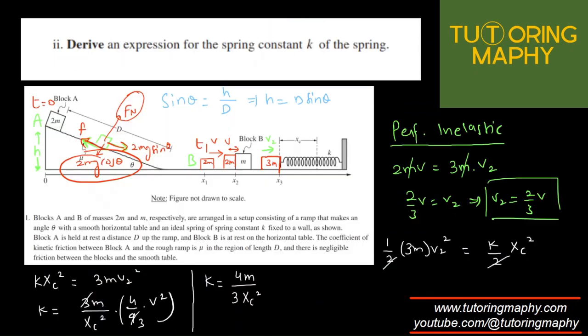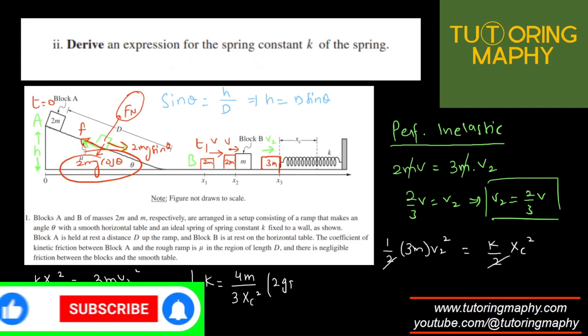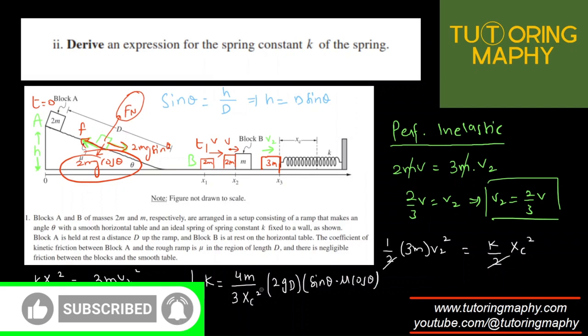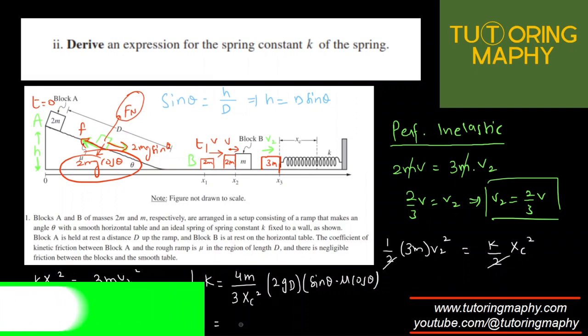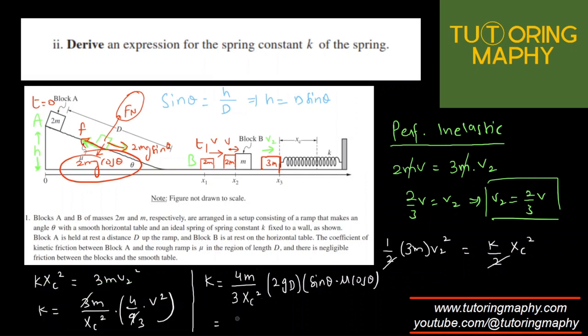And what is v? v is this entire thing, and it should be squared. So we'll do away with the radical. So we are just left with 2gd multiplied with sine theta minus mu cos theta. And finally, 4 times 2 is 8. So the final answer will be 8 mgd divided by 3 x sub c square.